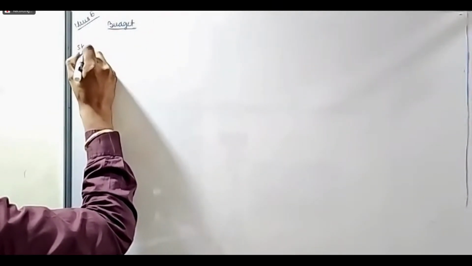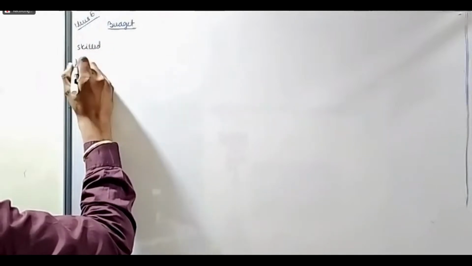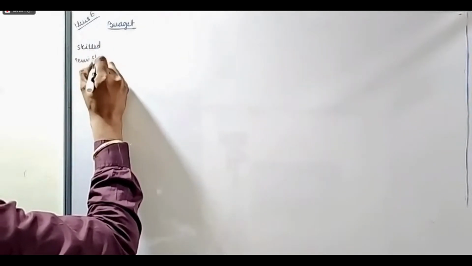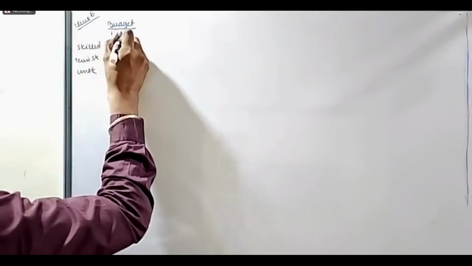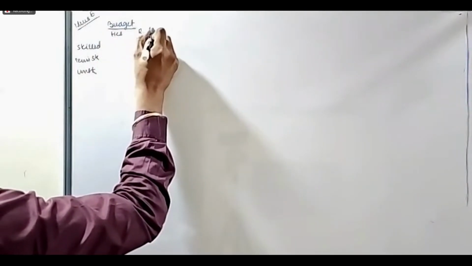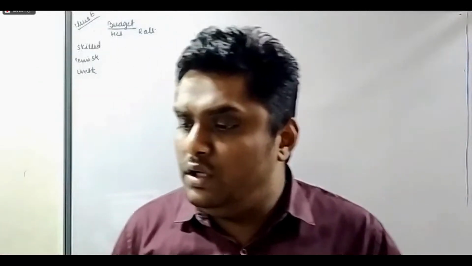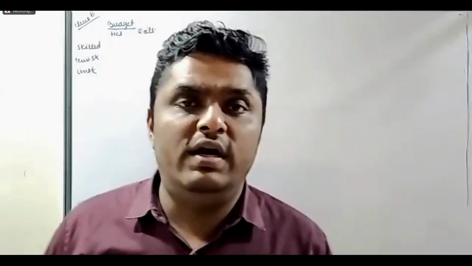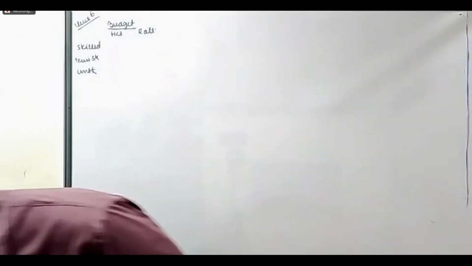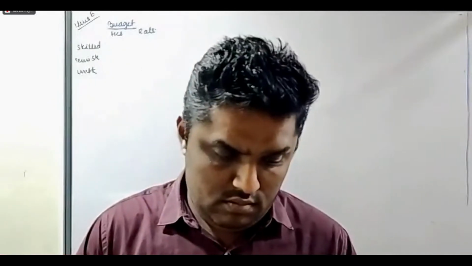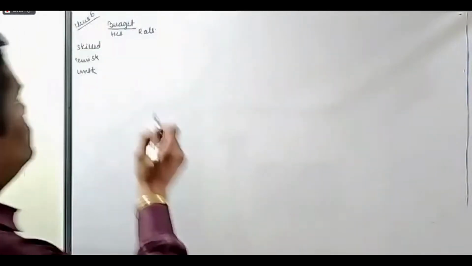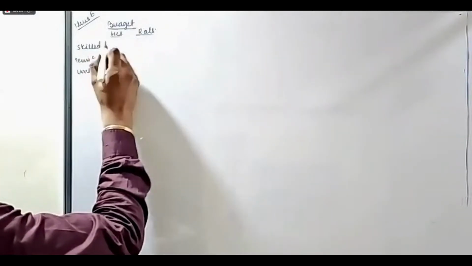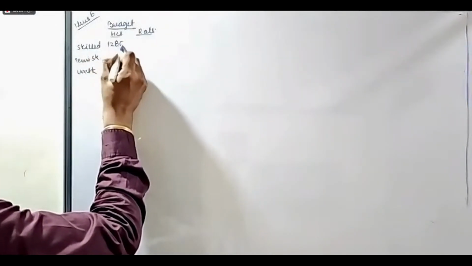So there are three types of worker: skilled, semi-skilled, and unskilled, and hours and rate. There are total 32 workers and each worker works for 40 hours. So this is 1280. I'm just writing the budgeted data first.